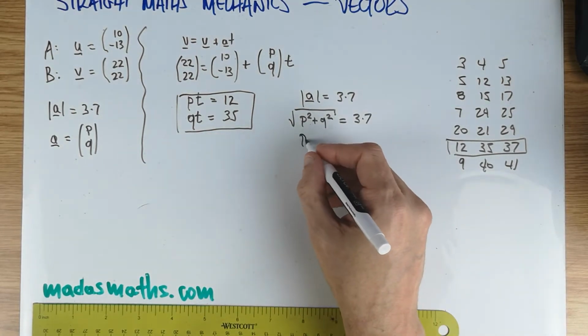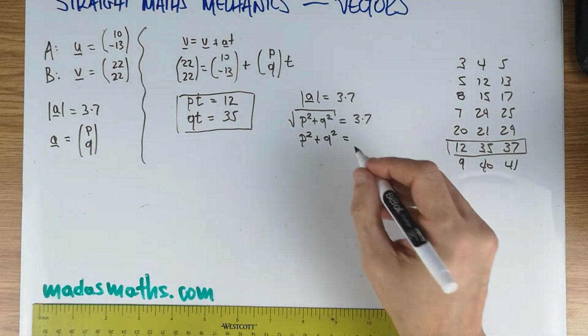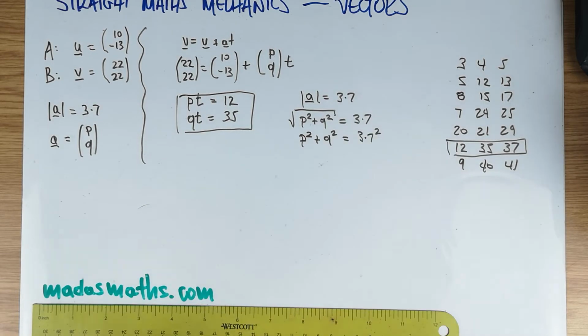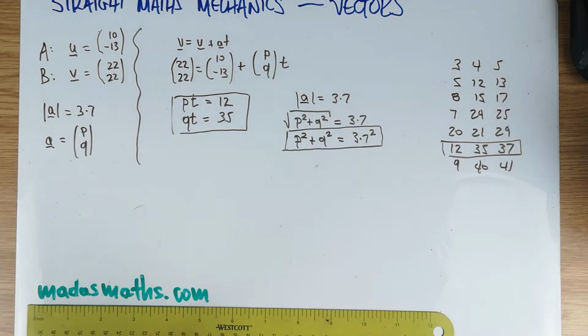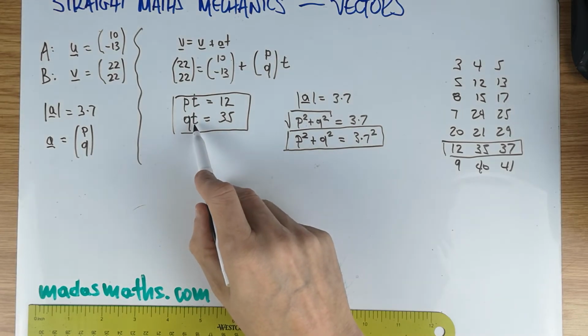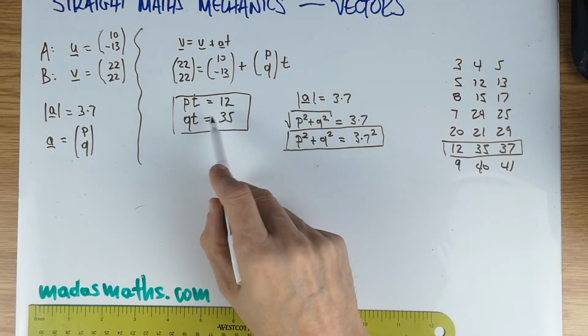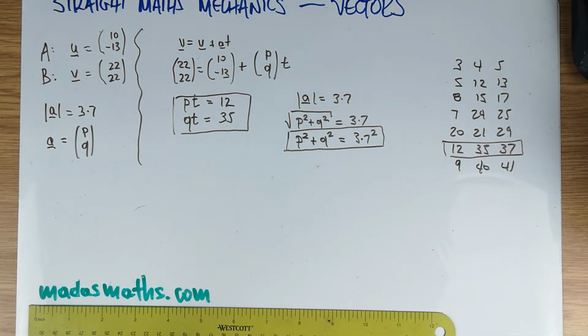So if we square it, p squared plus q squared is 3.7 squared. And now we have 3 equations. And what we can do in there for this particular question, there's several ways we can deal with that. Either get rid of the t's to start with, and we have a p and q out of this, and the p and q from that will finish the question off.